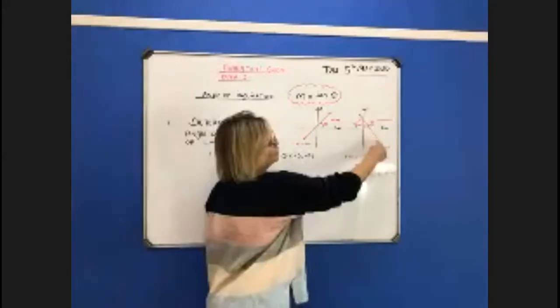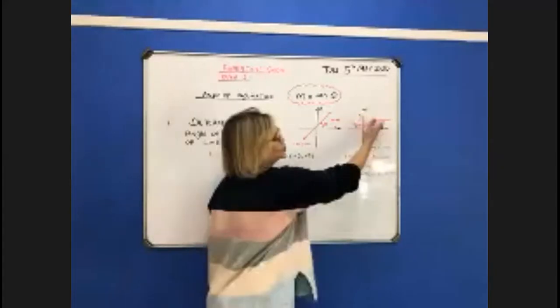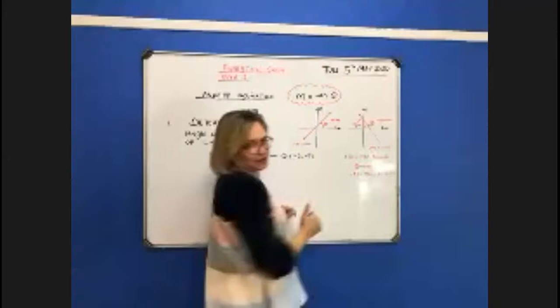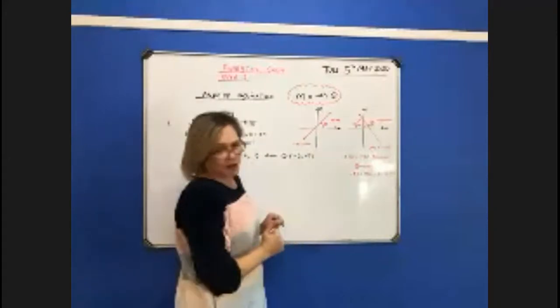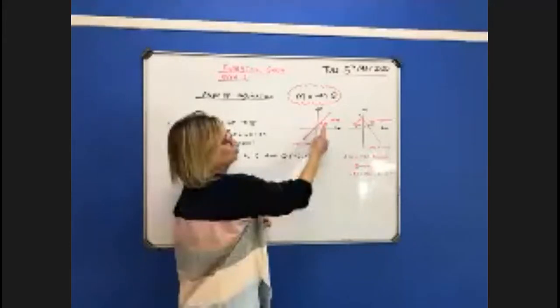If the line is in the shape of an N, then the angle of inclination will be obtuse, bigger than 90 degrees but smaller than 180. Whereas if the gradient of the line is positive, you can see the angle is going to be acute.